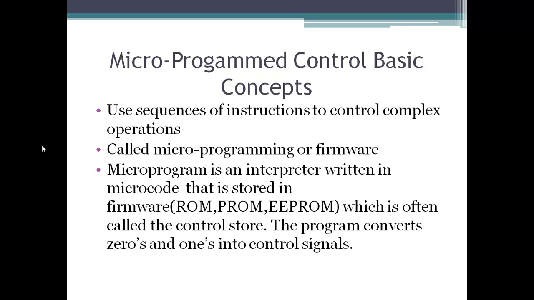Microprogram is an interpreter written in microcode that is stored in firmware, that is ROM, PROM, EEPROM, etc., which is often called control store, and the program converts zeros and ones into the control signals. The Wilkes micro instruction has two major components, that is the control field, which indicates the control lines which are to be activated, and the address field, which provides the address of the next micro instruction to be executed.